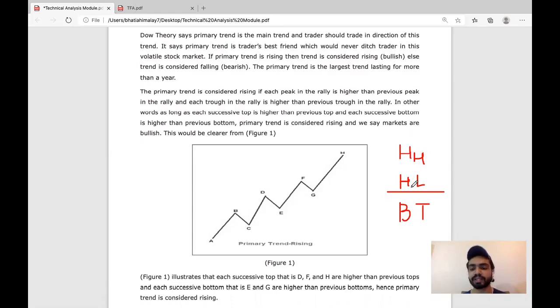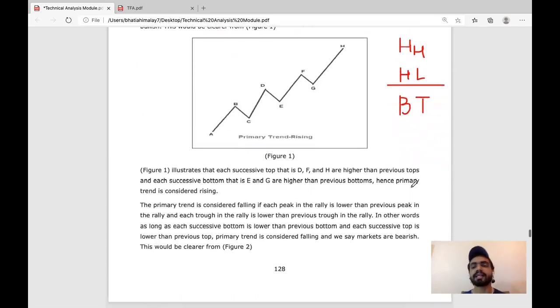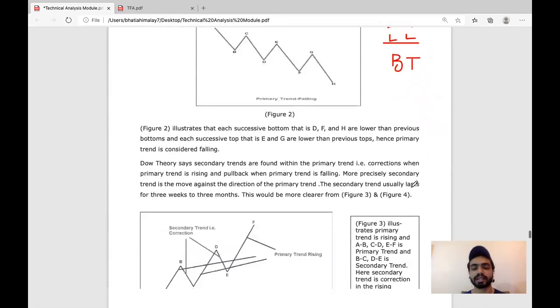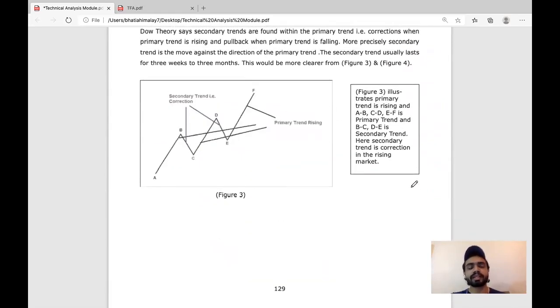So each trend is found within each other. So let's take a detailed analysis on what our secondary trends are. Now let's take a look at this diagram over here. Over here we have point A. Now what is happening at point A?